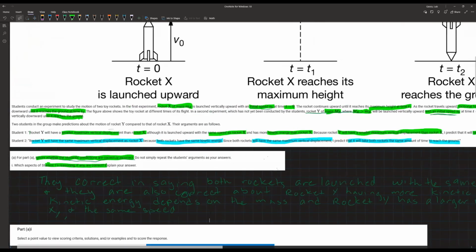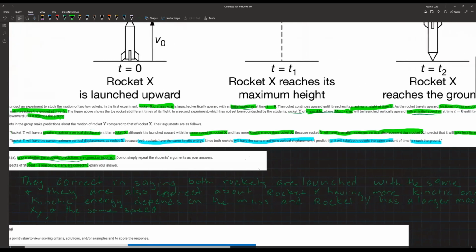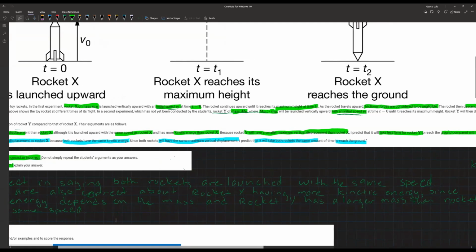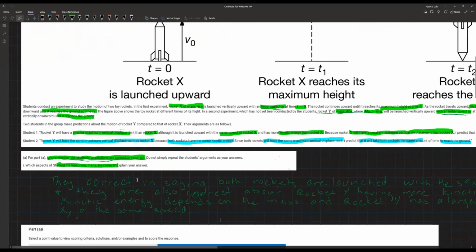Okay, all righty. So let's see here. Here, student 2 is correct about the vertical displacement of the rocket. And technically, he is correct about the time it will take both rockets to hit the ground. But again, we're not going to worry about the prediction.